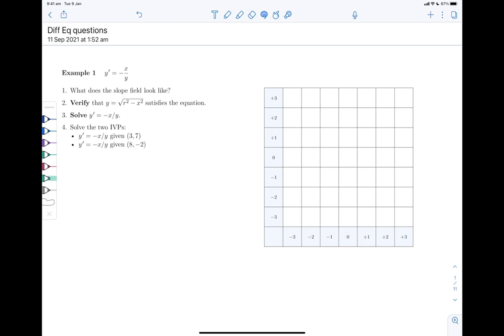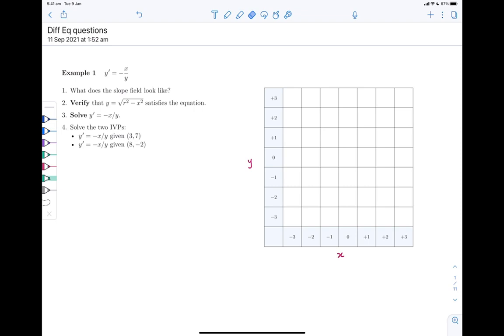question 1, what does the slope field look like? So of course we could ask GeoGebra, but this is an important thing for students to do, and that is to work it out themselves. So what I have here is a grid of discrete values. These are x values and these are y values. And we're going to fill this in with numbers.